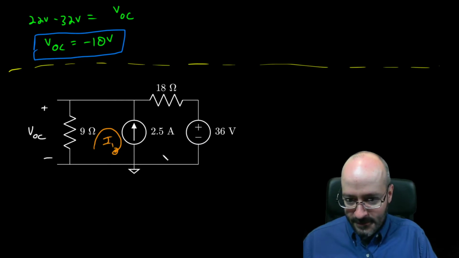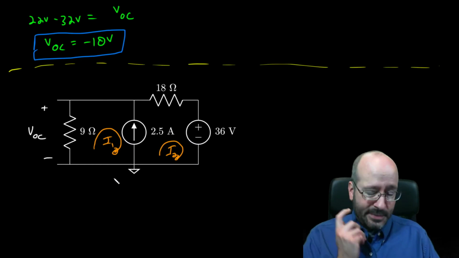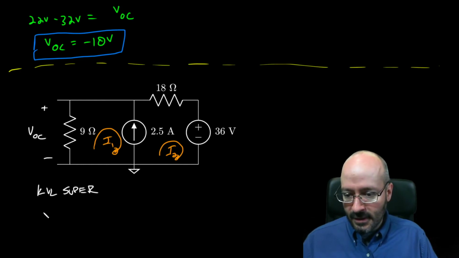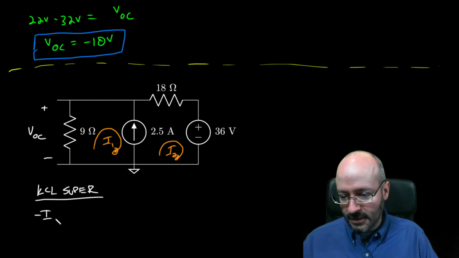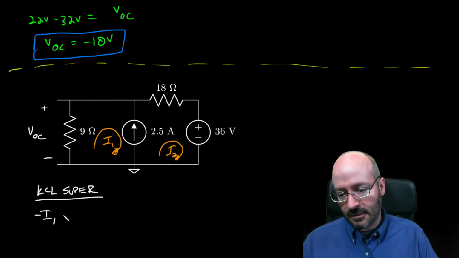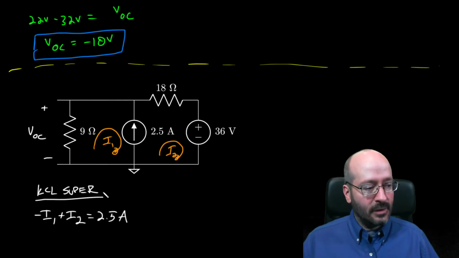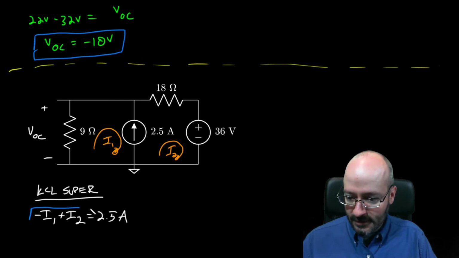Okay, I1, I2, and we have a super loop, not the end of the world, but we can write our KVL for the super loop, and we got to write a KCL. I think I meant to write KCL first. Okay, does I1 touch the current supply? Yes, and it goes in the opposite direction. Does I2 touch the current supply? Yes, and it goes in the same direction, and that's all equal to 2.5 amps. So there's one equation for my system.